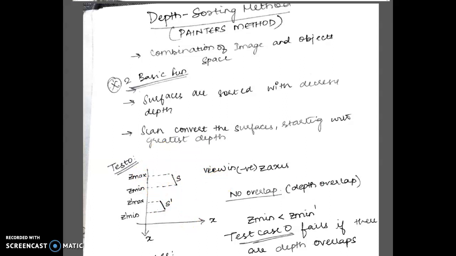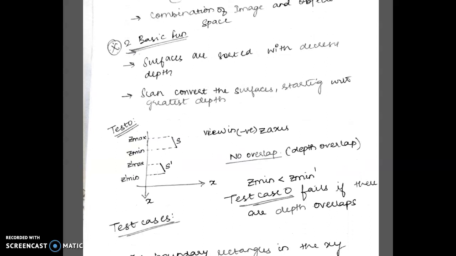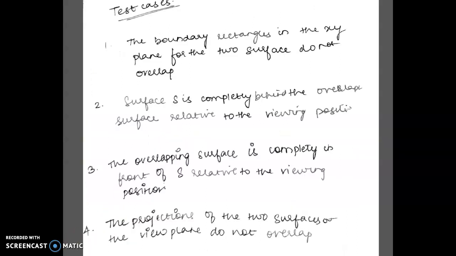Okay. So the first one is test 0. In this, if there is a surface S dash and S, the Z max and Z min values must be there. So there must be no overlap between the depths. Here we can see clearly that there is no overlap. That is, by overlap I mean that Z minimum is less than Z minimum dash. If test 0 fails, then there must be an overlap. So if test 0 fails, the surface needs to be here, so that there is an overlap. Then we'll go to the main tests.